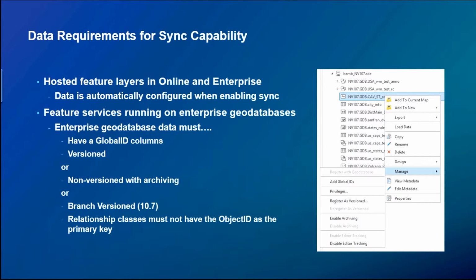It must be based on some other column. And if you have that, we've got a geoprocessing tool you can just run, and it'll switch it from object ID based to global ID based. These configuration options are really painless and easy to set. You see on the screenshot on the right, you just right-click on the data set, choose Manage, and then you can add global IDs or enable register as versioned or enable archiving, whatever you need to do.